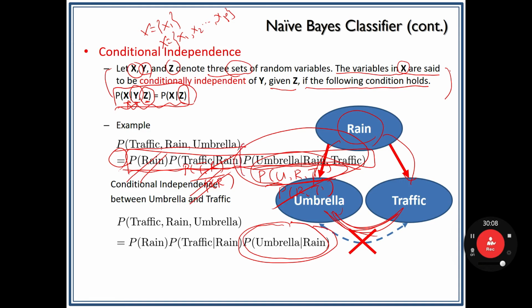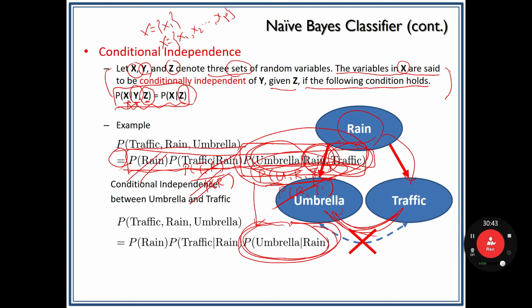So the probability that I'm going to bring an umbrella, given that outside is raining and there's a traffic jam, is equal to the probability that I'm taking an umbrella, given that outside is raining. So we say that umbrella and traffic are independent given rain. So this is conditional independence.